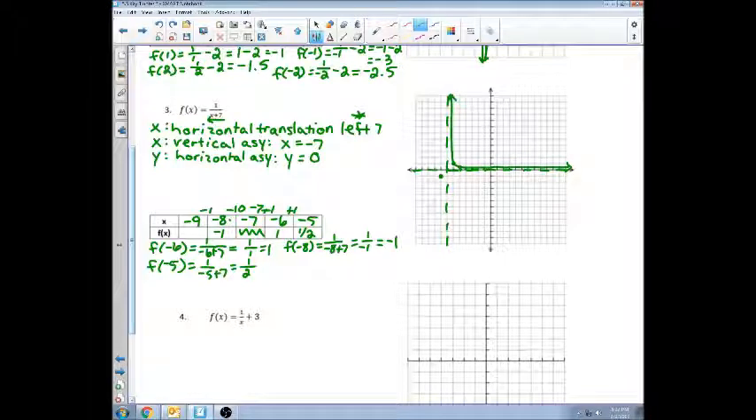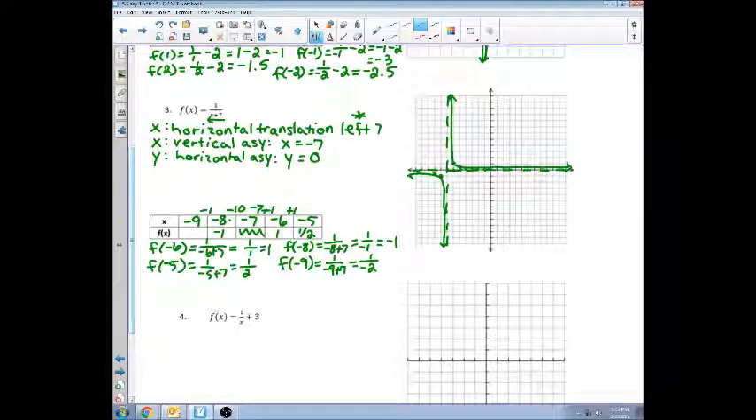F of negative 9 is 1 over negative 9 plus 7, which equals 1 over negative 2. So then I go to negative 9, 1 half, negative 1 half, and plot my graph.